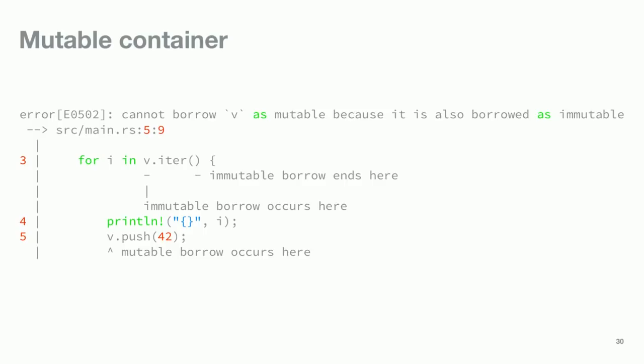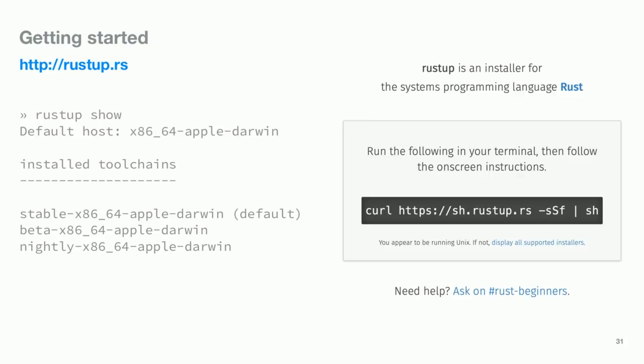So if you want to play around with Rust, although there are online compilers that you can try out, if you want to install it locally, you go to this website, rustup.rs. Then if you're on Mac or Linux, you run a shell script and you get a toolchain installed. If you're on Windows, you get an installer. And then you get a toolchain on your system.